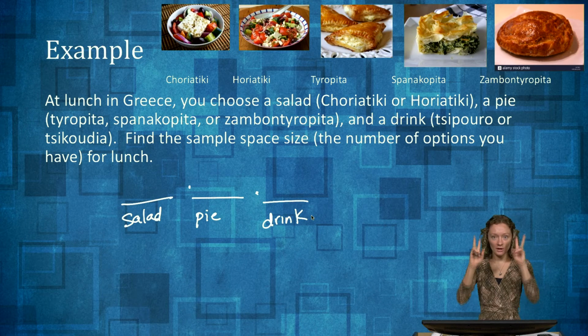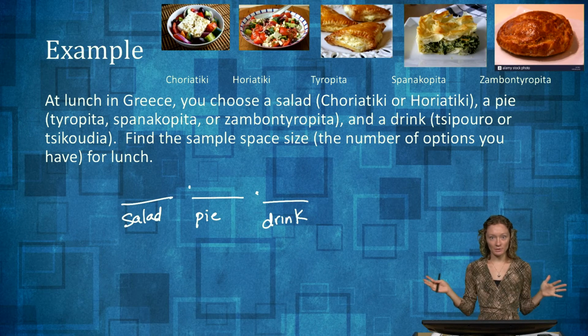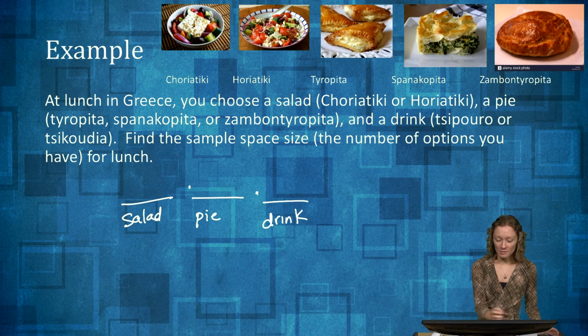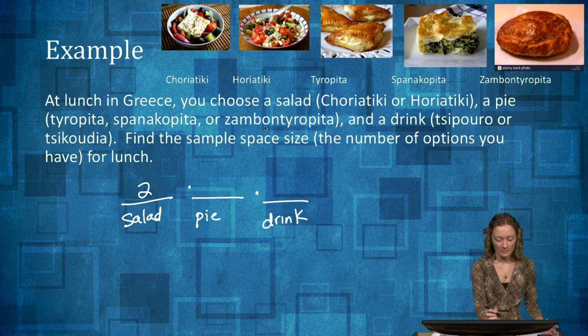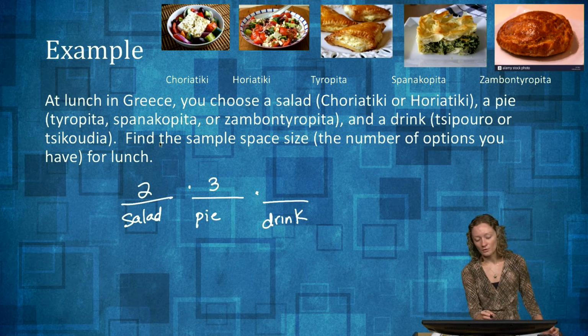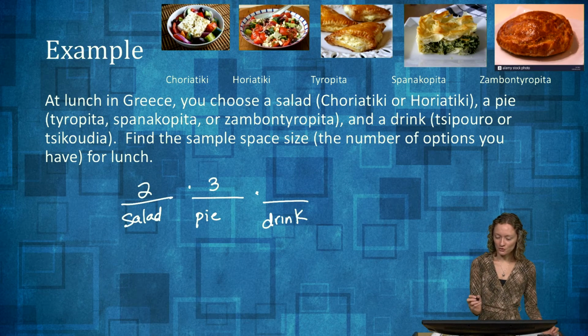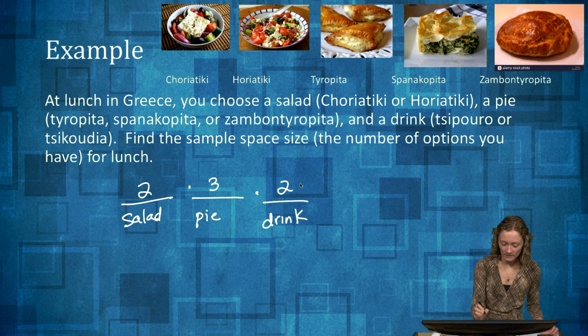Those are the 3 quote-unquote experiments. Remember, that's a really loose term here. The first experiment can be performed in how many ways? Choriatiki, horiatiki, 2 ways. The second experiment of pie can be performed in how many ways? 3 different ways. Tyropida, spanakopita, zambontyropida. And a drink, 2 different ways, tsipuro and tsikudia.